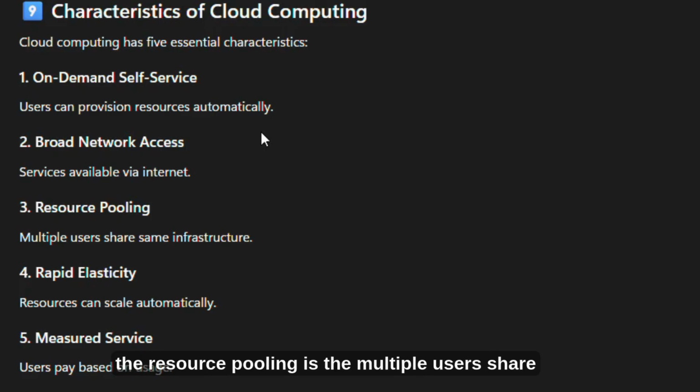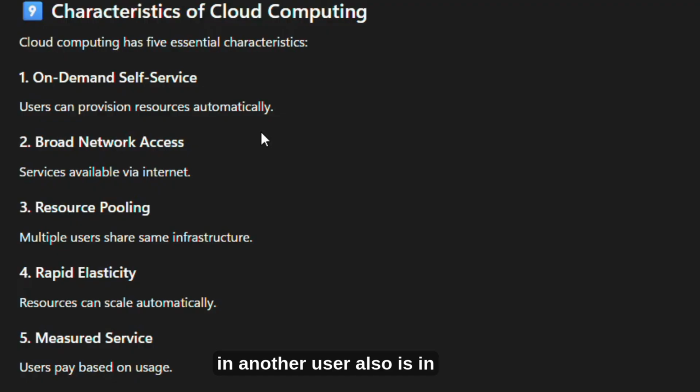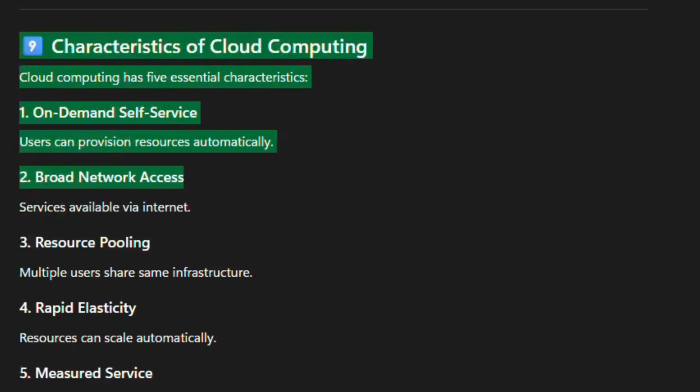And resource pooling. Resource pooling means multiple users share the same infrastructure. One user is on an EC2 instance, and another user is also on an EC2 instance. This is resource pooling. The fourth one is rapid elasticity. Rapid elasticity means the resources can scale automatically. And measured service means you pay for what you have used. This is called the pay-as-you-go model. Users pay based on their usage.